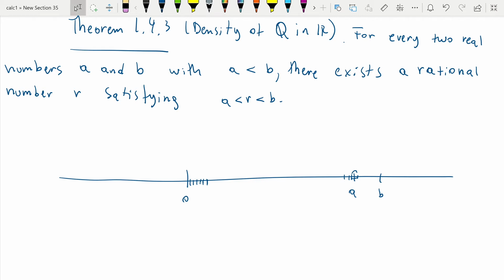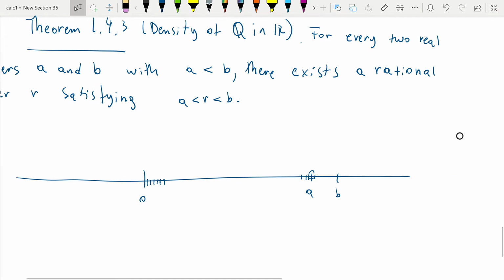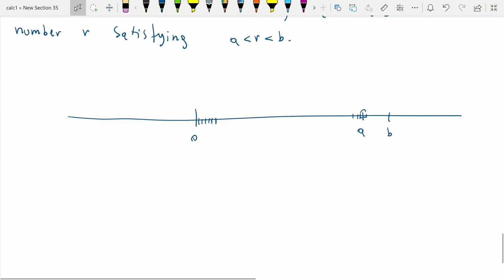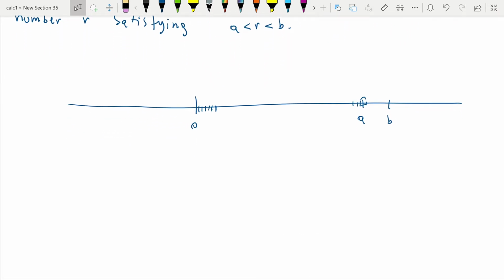Because why? Well, m is a natural number and n is a natural number as well. The existence of such an n will be guaranteed by the Archimedean property, and so will the existence of m, which is a consequence of one of the problems that we had in the last problem solving session.